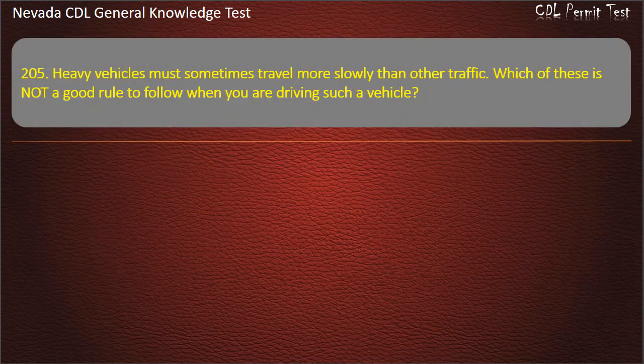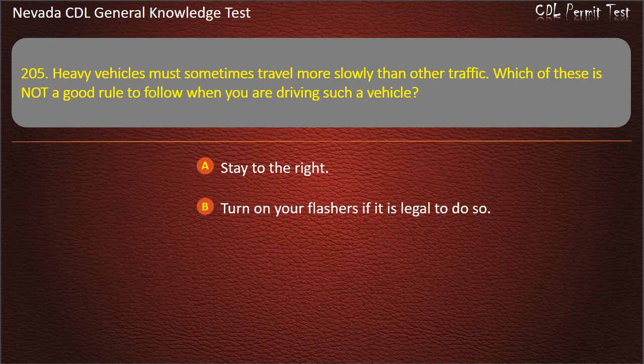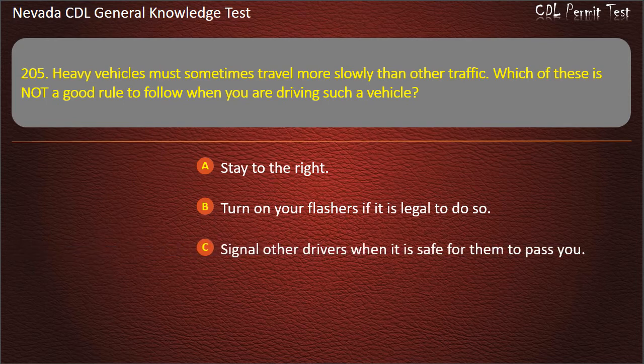Question 205. Heavy vehicles must sometimes travel more slowly than other traffic. Which of these is not a good rule to follow when you are driving such a vehicle? Stay to the right. Turn on your flashers if it is legal to do so. Signal other drivers when it is safe for them to pass you. Answer. Signal other drivers when it is safe for them to pass you.